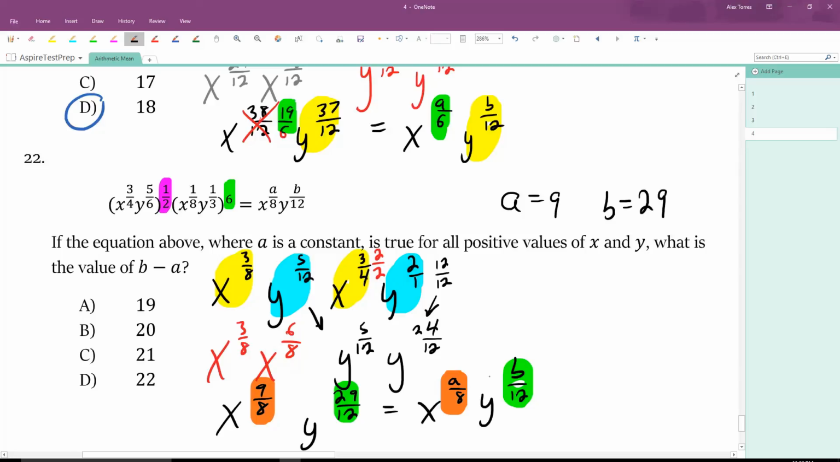The question is asking us what's b minus a. It's 29 minus 9, and the answer is 20.